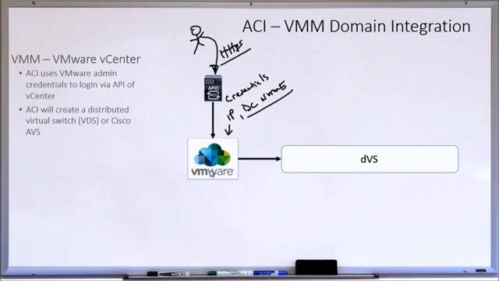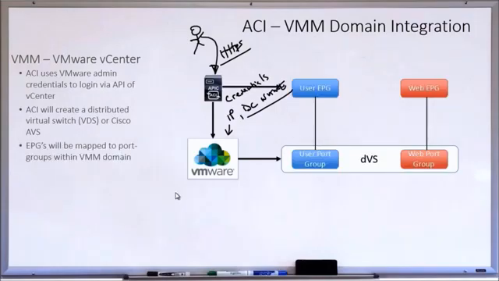Now, this is kind of cool. We could run the DVS, as they call it, the distributed virtual switch. Or you could run the Cisco AVS if you so chose. Again, in our demos, we're going to be using the DVS within vCenter. And then what we can do after that is actually map endpoint groups based on this VMM domain, okay?